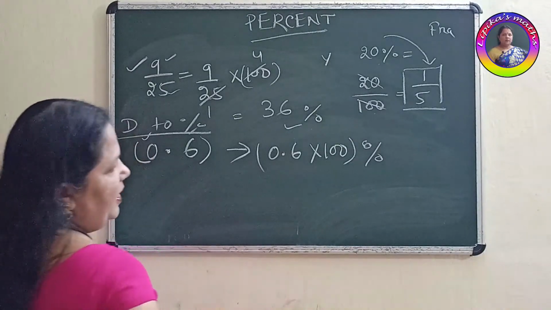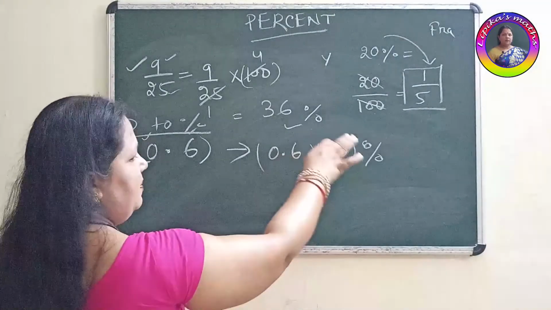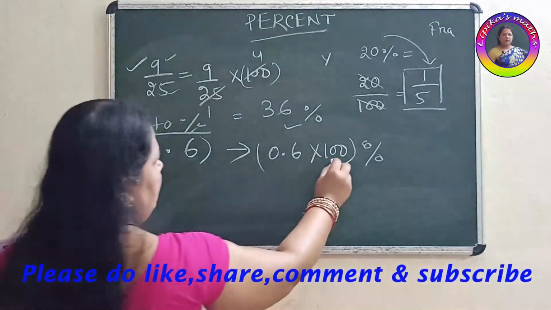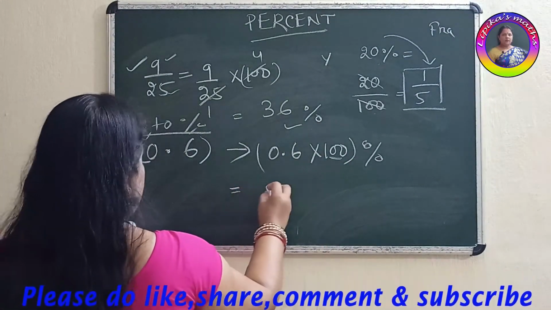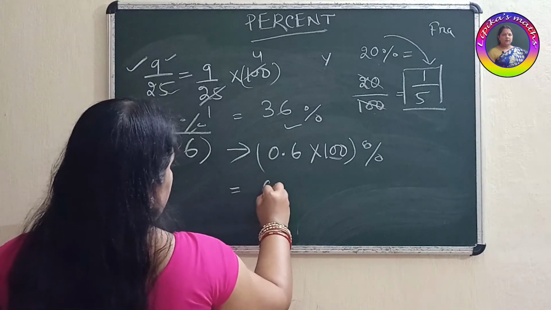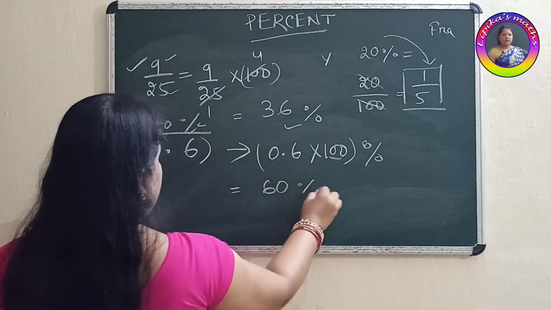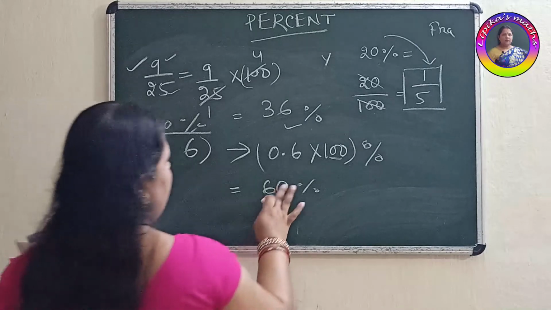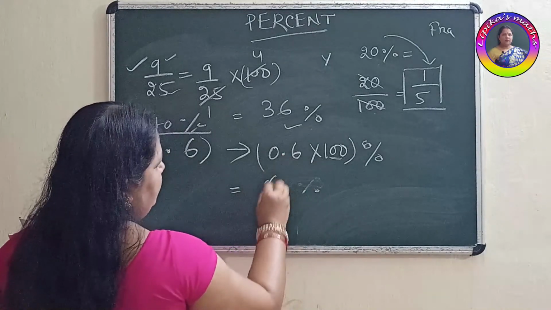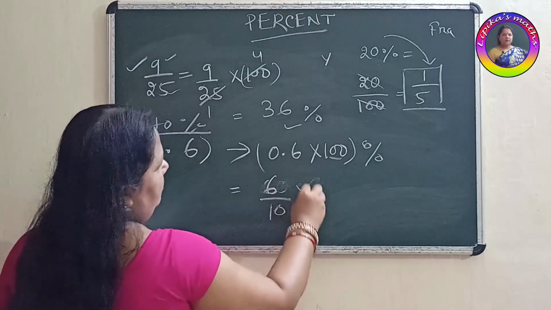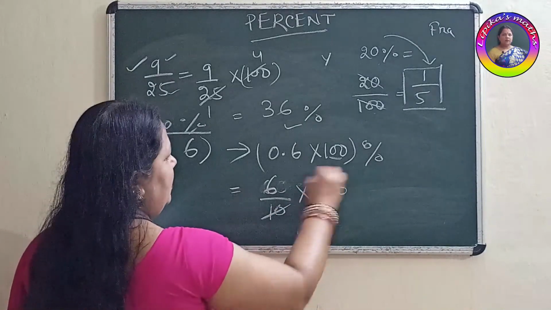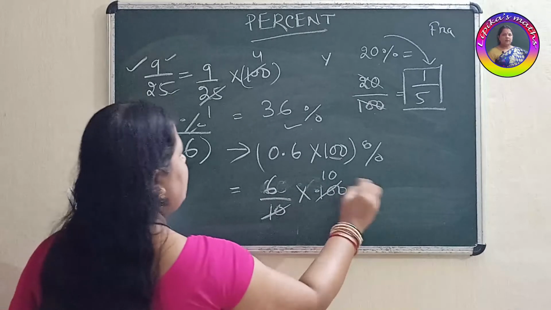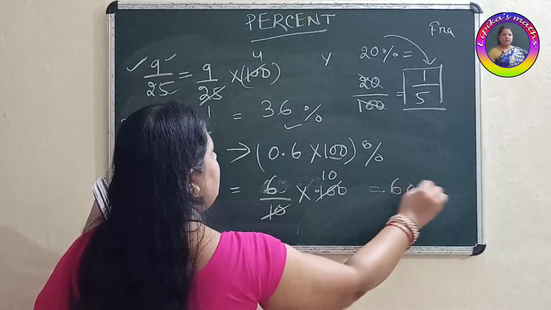0.6 multiplied by 100. When we are multiplying by 100, what to do? The point will shift towards the right. How many places? According to the number of zeros, 2 places it will shift. So we will get 60%. Or you can do 0.6 means 6 by 10 multiplied by 100. 10 and 100 you can simplify here, then 6 into 10, it's coming 60%.